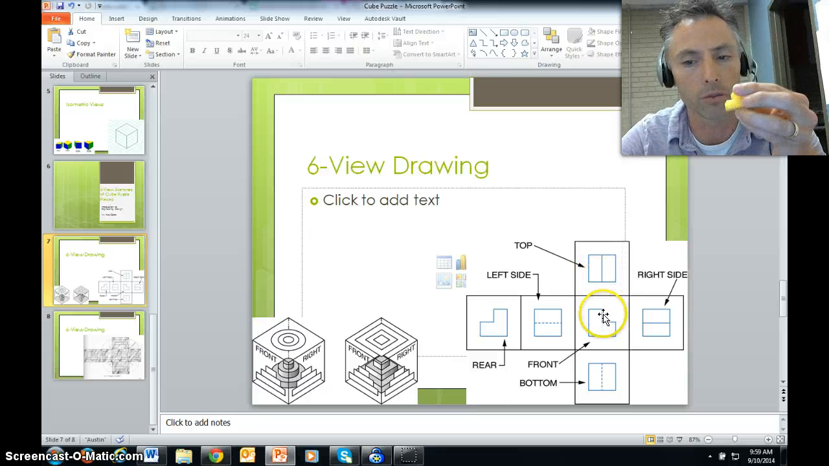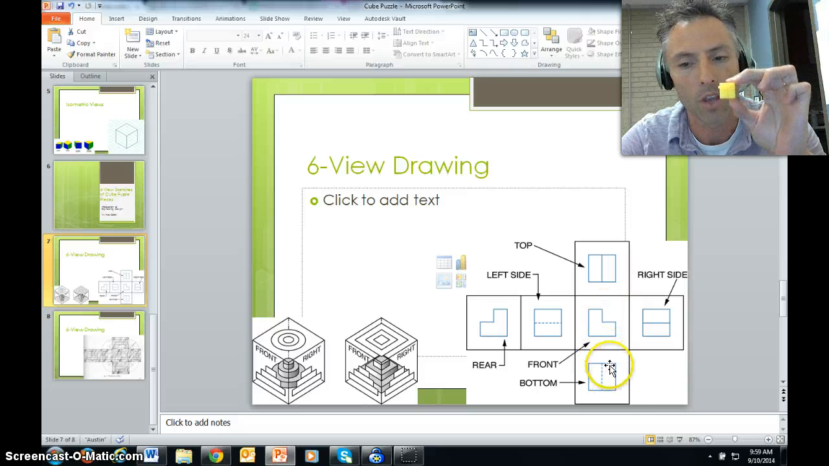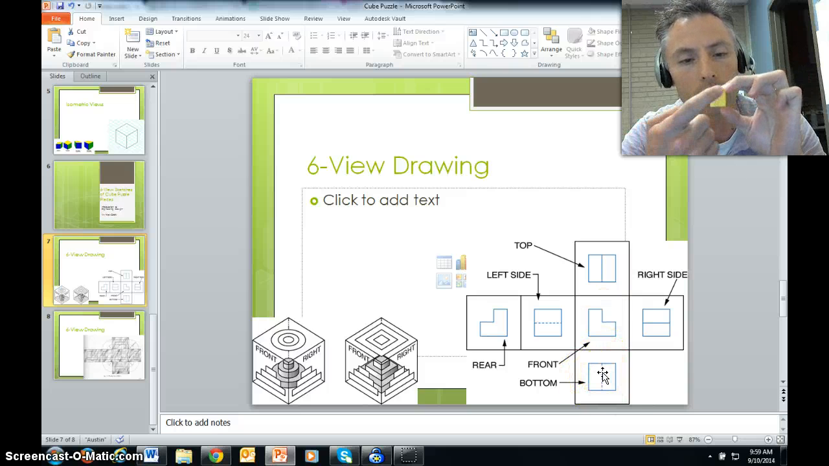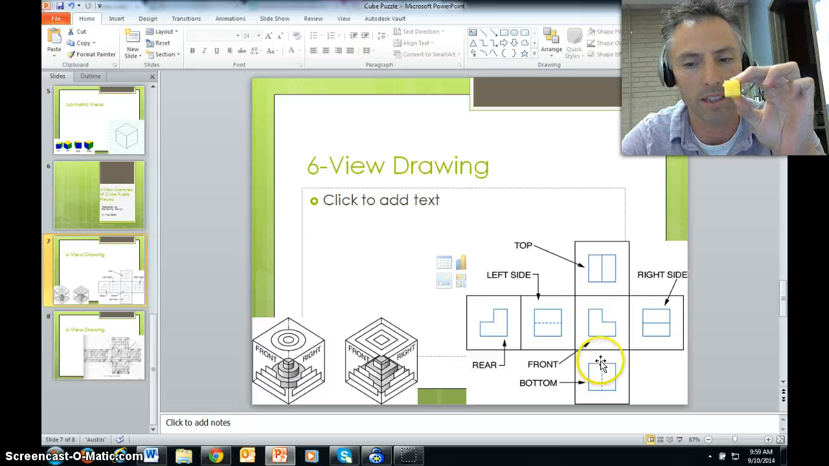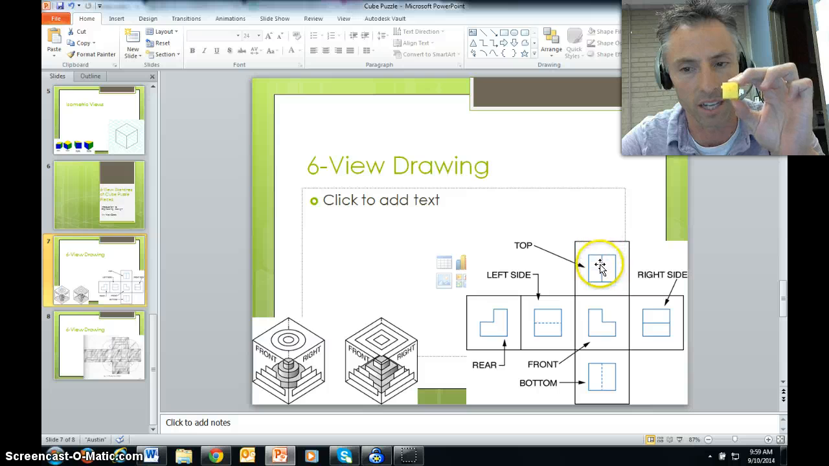Now if we rotate it back and we look at the bottom, we have one continuous surface right here. So we see that continuous surface. There is the change in plane on the other side, but we can't see it. So we represent that with a hidden line, and that's this dashed line right here. So the top and the bottom really should be the same thing. The only difference is this one we see the change in surface, this one we didn't. So we get a solid object line here and a dashed hidden line here.